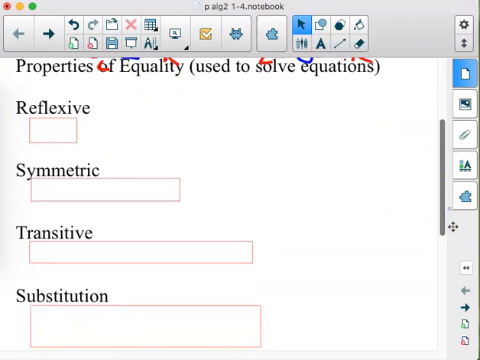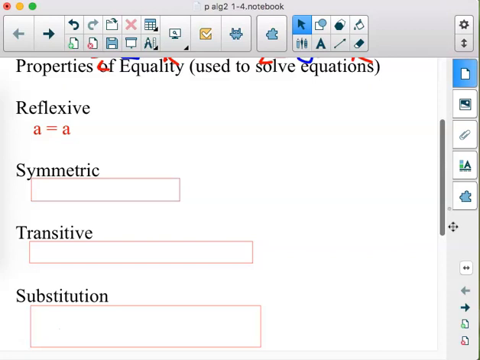But more importantly, Algebra 2 is really about, can you do it? Can you use these properties? Now, the first one we see up here is reflexive. Hopefully you remember that from geometry. Root word would be reflect, and that's because when you look in the mirror, you see yourself. That's the reflexive property. A equals A.